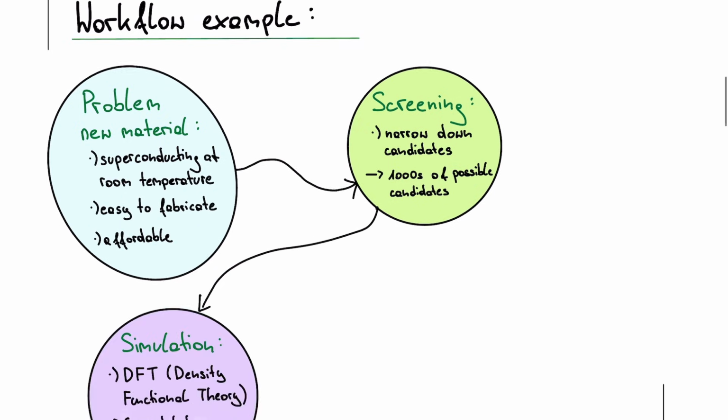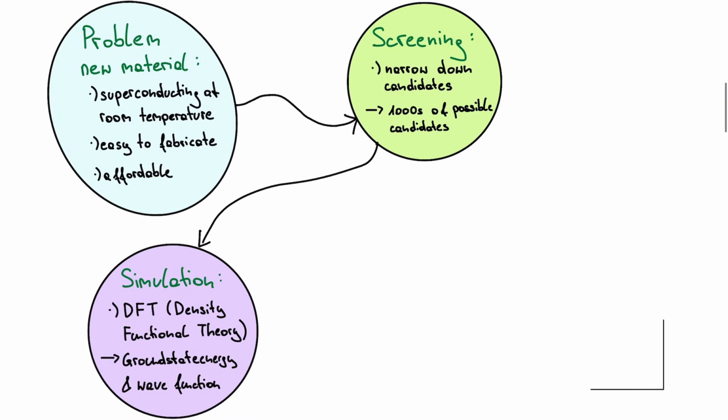The next step is to move into simulation. At this stage, a widely used method is density functional theory, or DFT for short. The aim of these simulations is to calculate the so-called ground state energy and the corresponding ground state wave function of the material. So what do we actually need these two quantities for?